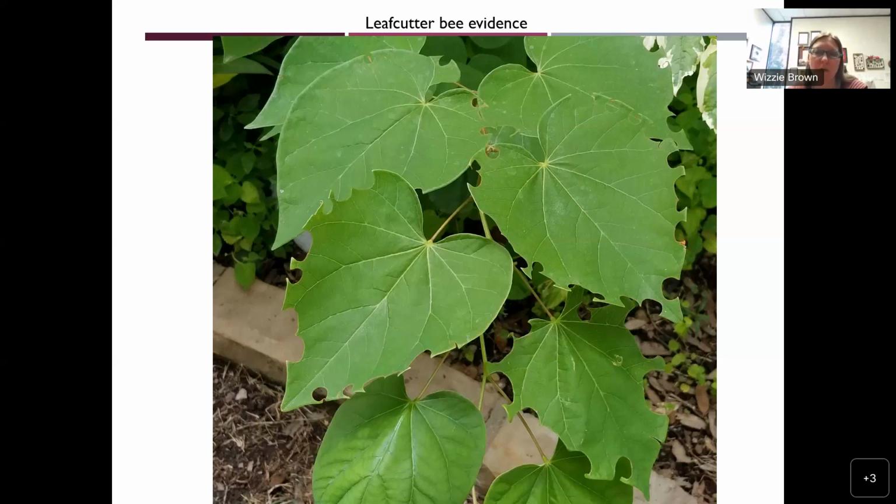Usually I'll get them on redbud in my yard, and I'll get them on my roses. If I see that type of damage, I'm like, this is fantastic. I'm so excited that I have them in my yard, and I just leave them there because that's promoting native pollinators, and I am all about that.